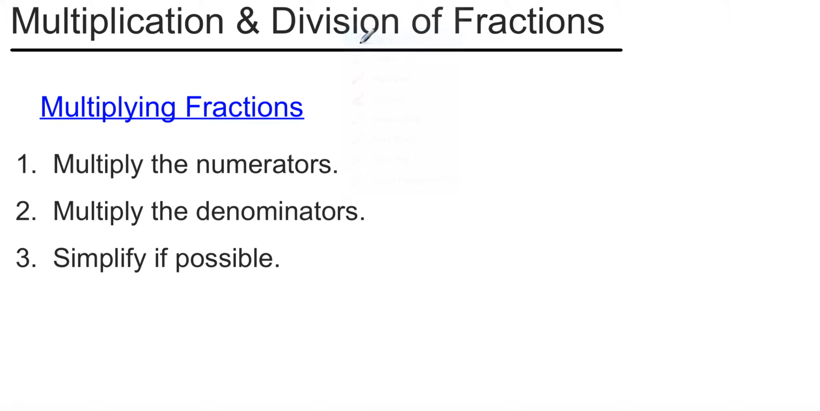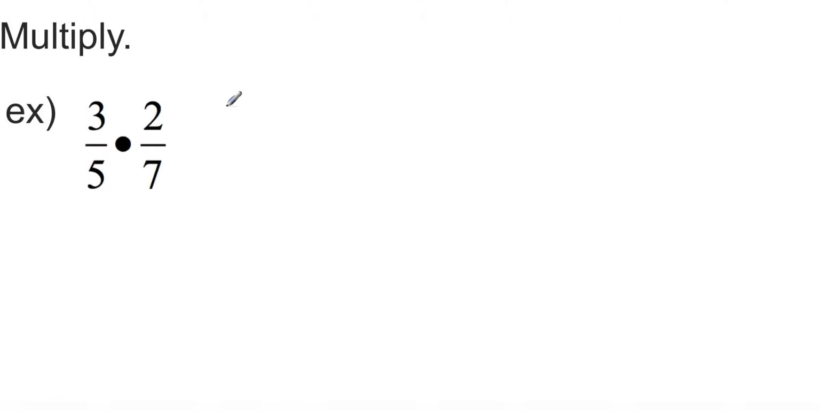So we're going to start right off with our first example. We're going to multiply 3/5 times 2/7. So we just multiply across. 3 times 2 is 6 over 5 times 7 is 35. 6 and 35 do not have any common factors, so our fraction is completely simplified. 6/35.